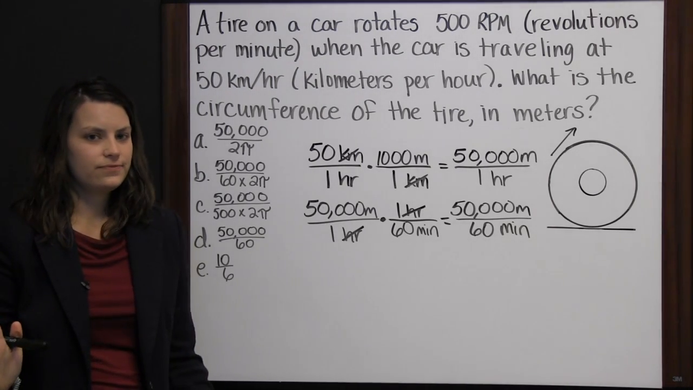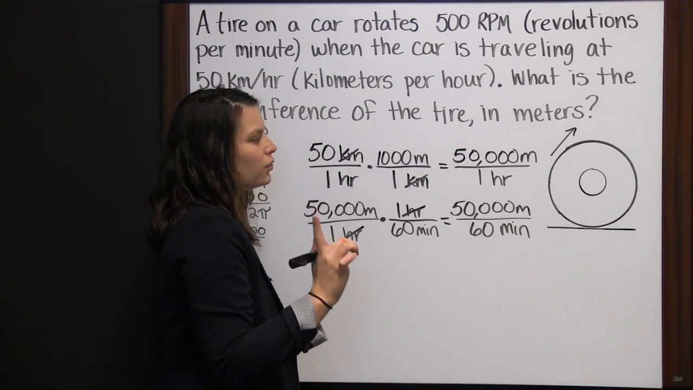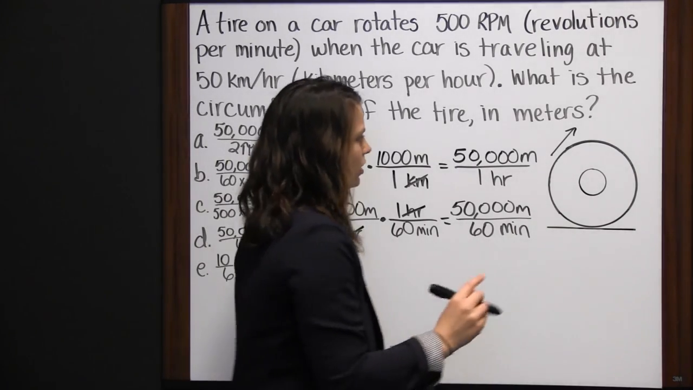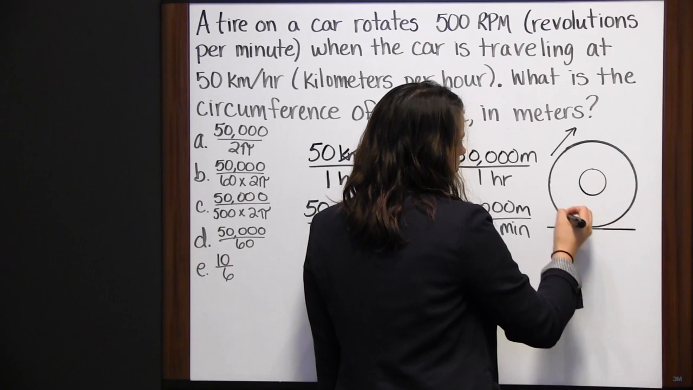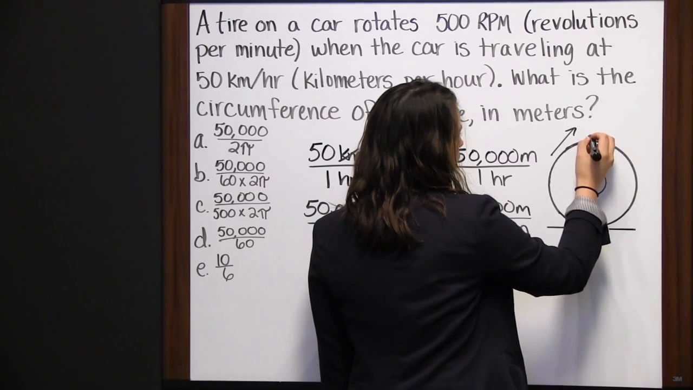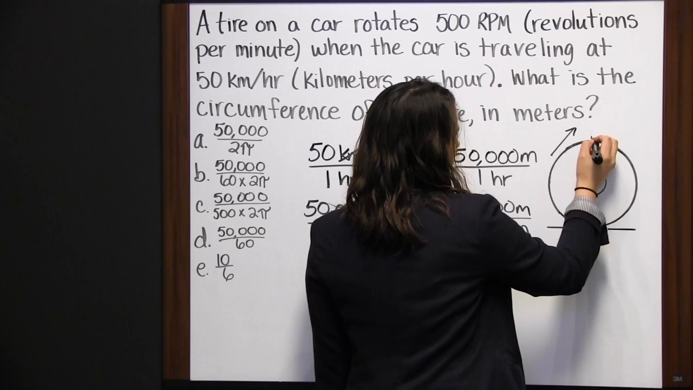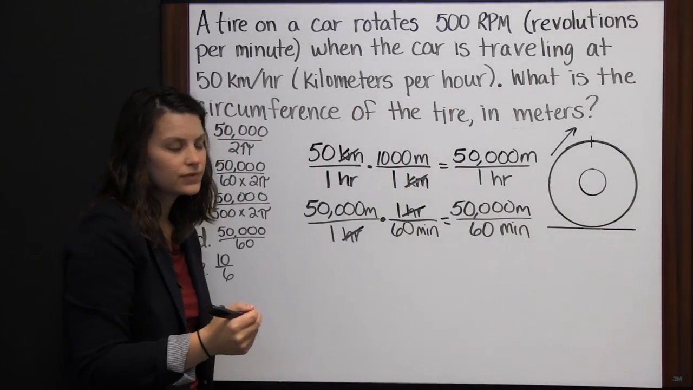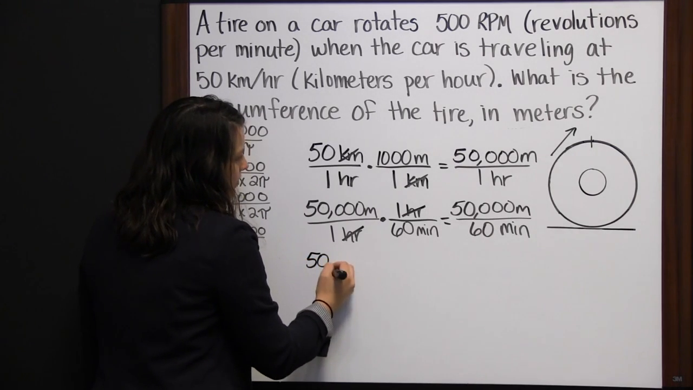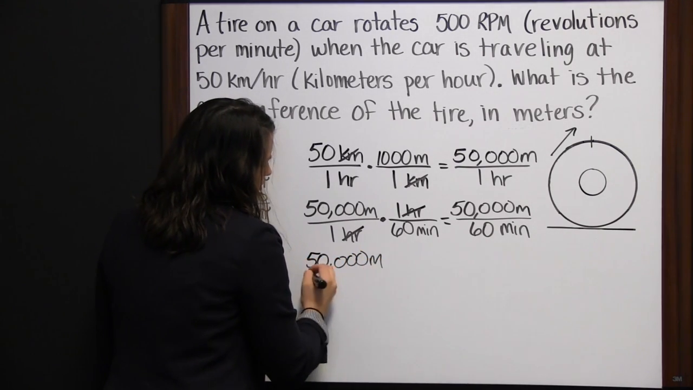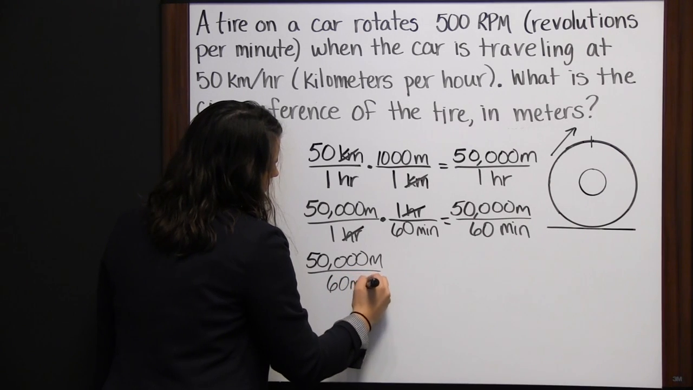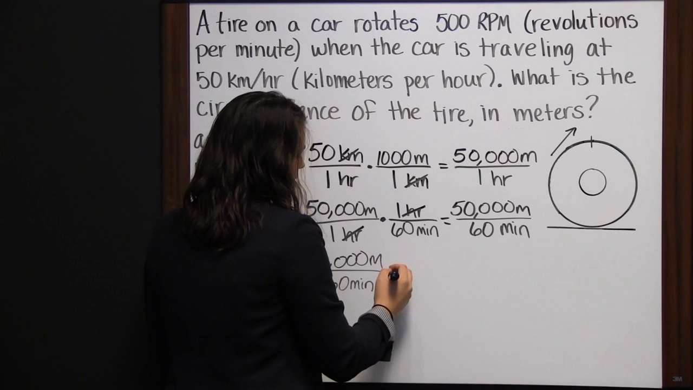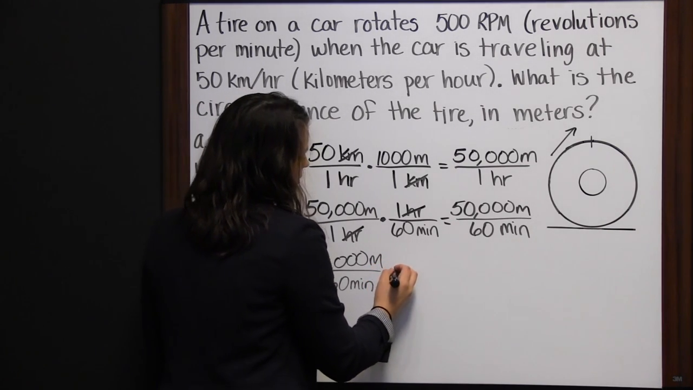What I want to find, though, is what one revolution is. How many meters is one revolution? Because one revolution is one time all the way around the tire. And that would be the circumference, which is what they're asking me for. So I'm going to take this 50,000 meters per 60 minutes and multiply it times my 500 revolutions per minute.